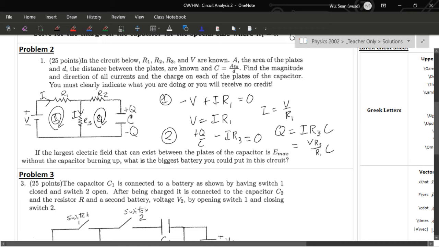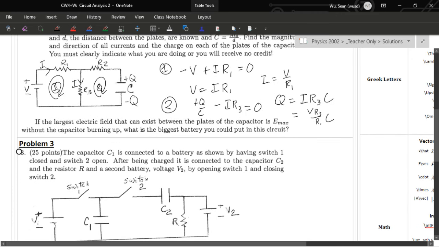Now, this last part of the question says, if the electric field that can exist between the plates of the capacitor is E max without the capacitor burning up, what is the biggest battery that you could put in the circuit? And so this is going to be relating the electric field to the difference in electric potential. So V is going to be equal to negative integral of E dot dl from r vector 1 to r vector 2.